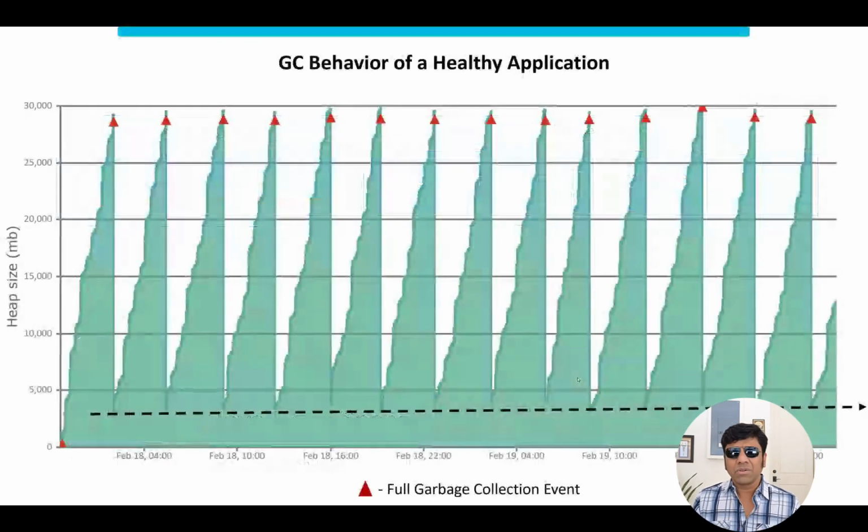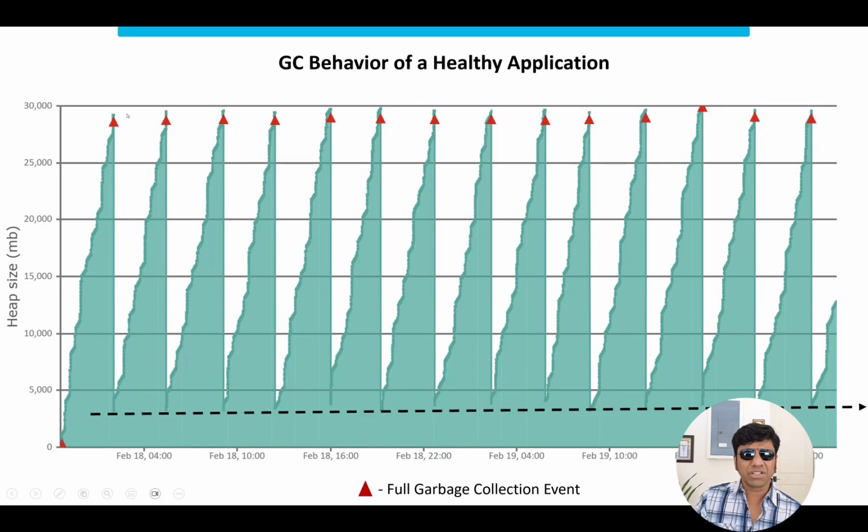Let's look at it. So this is the garbage collection behavior of a very healthy application. Why do I say very healthy application? Look at this. The request is coming, the memory is building up. Now when a full garbage collection event ran, the memory dropped all the way to the bottom, right? Then you can see the request is coming, the memory is building up, a full garbage collection event ran, and the memory dropped all the way to the bottom. If I try to put a slope connecting all the bottom points, look at this, it is a black dotted arrow. It is going at 0 degrees.